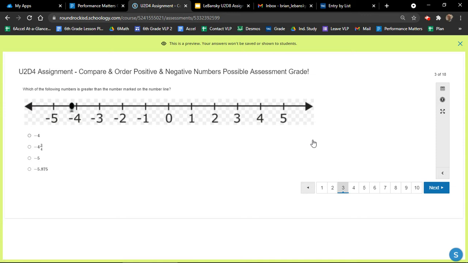Which of the following numbers is greater than the number marked on the number line? So you have to convert them all into decimals. Okay, 3 divided by 4, the 3 goes inside the vinculum. And to the right would be greater.